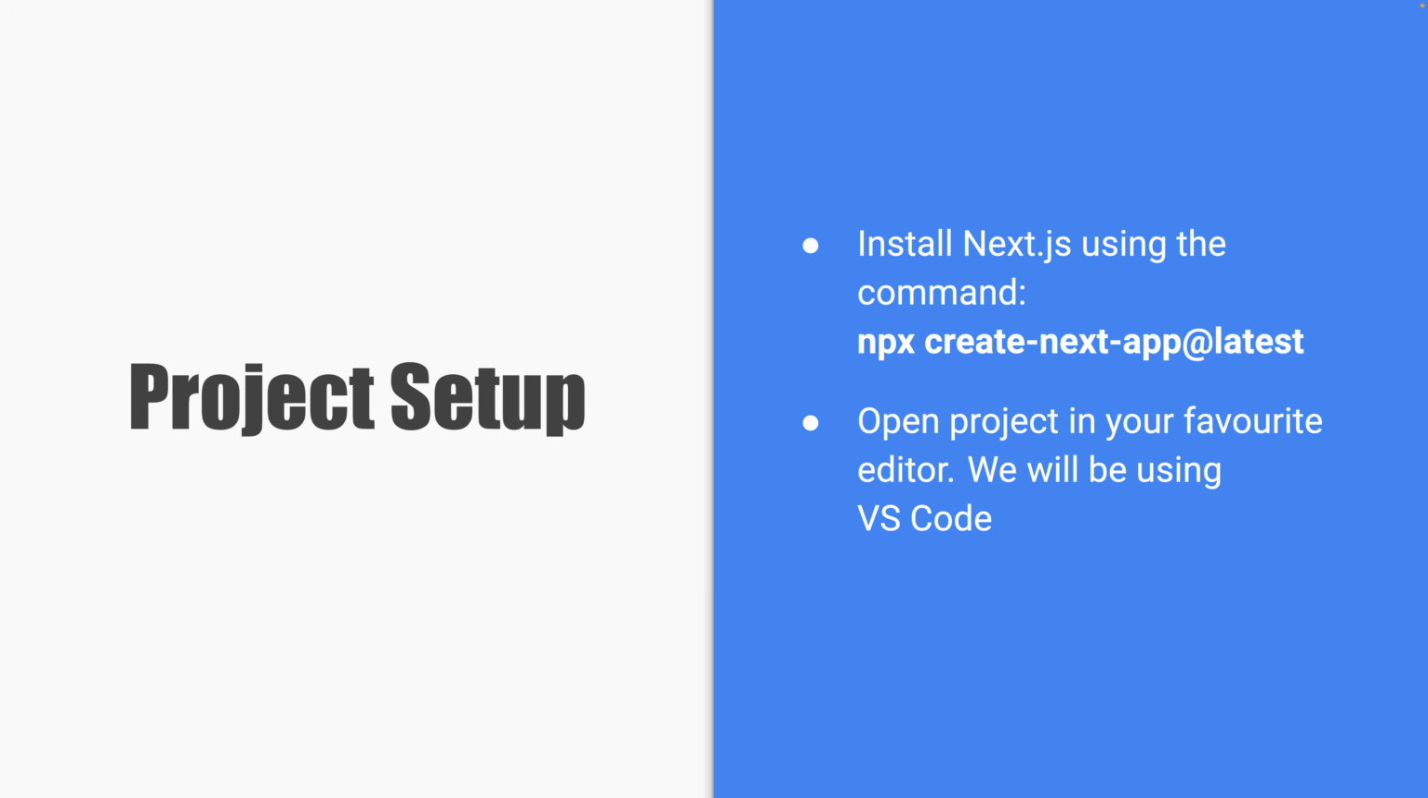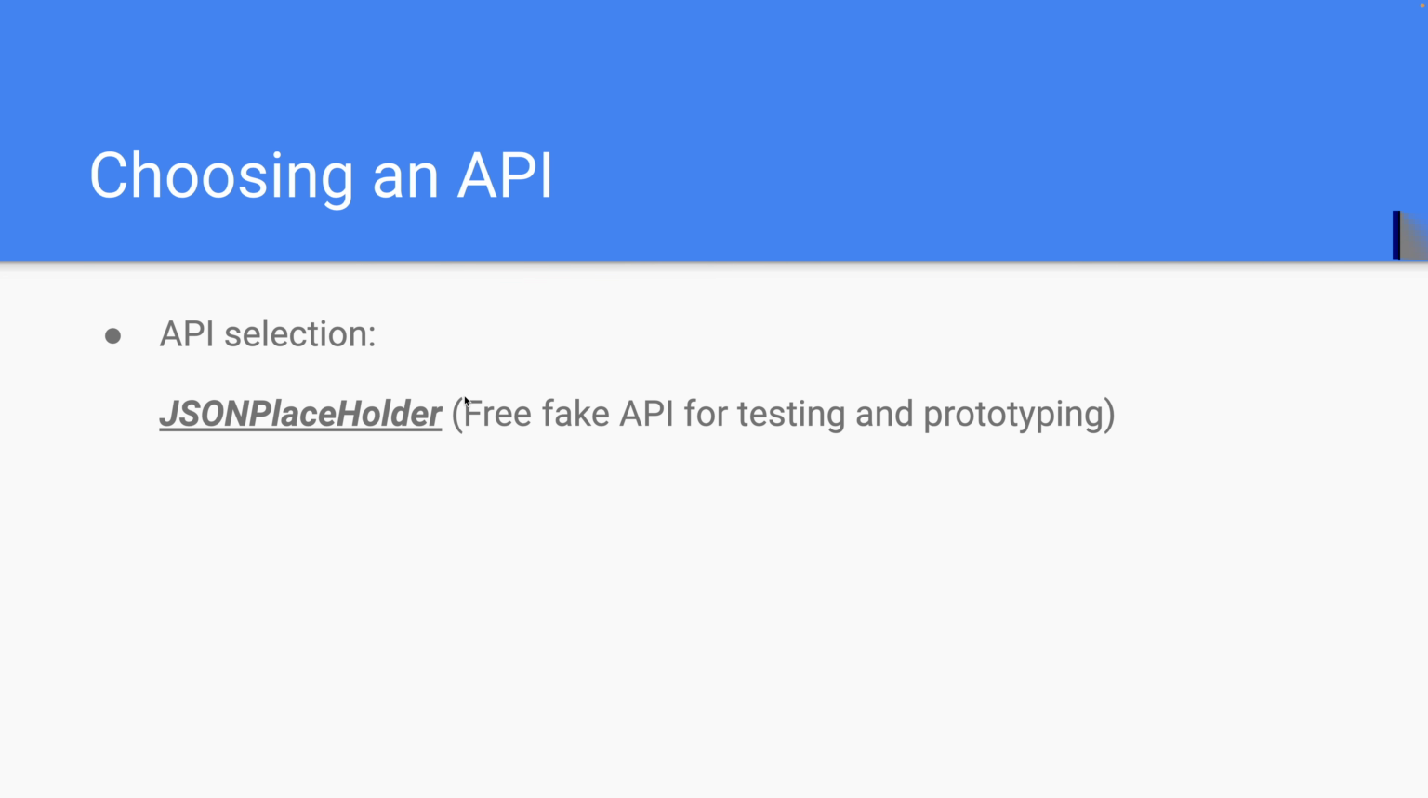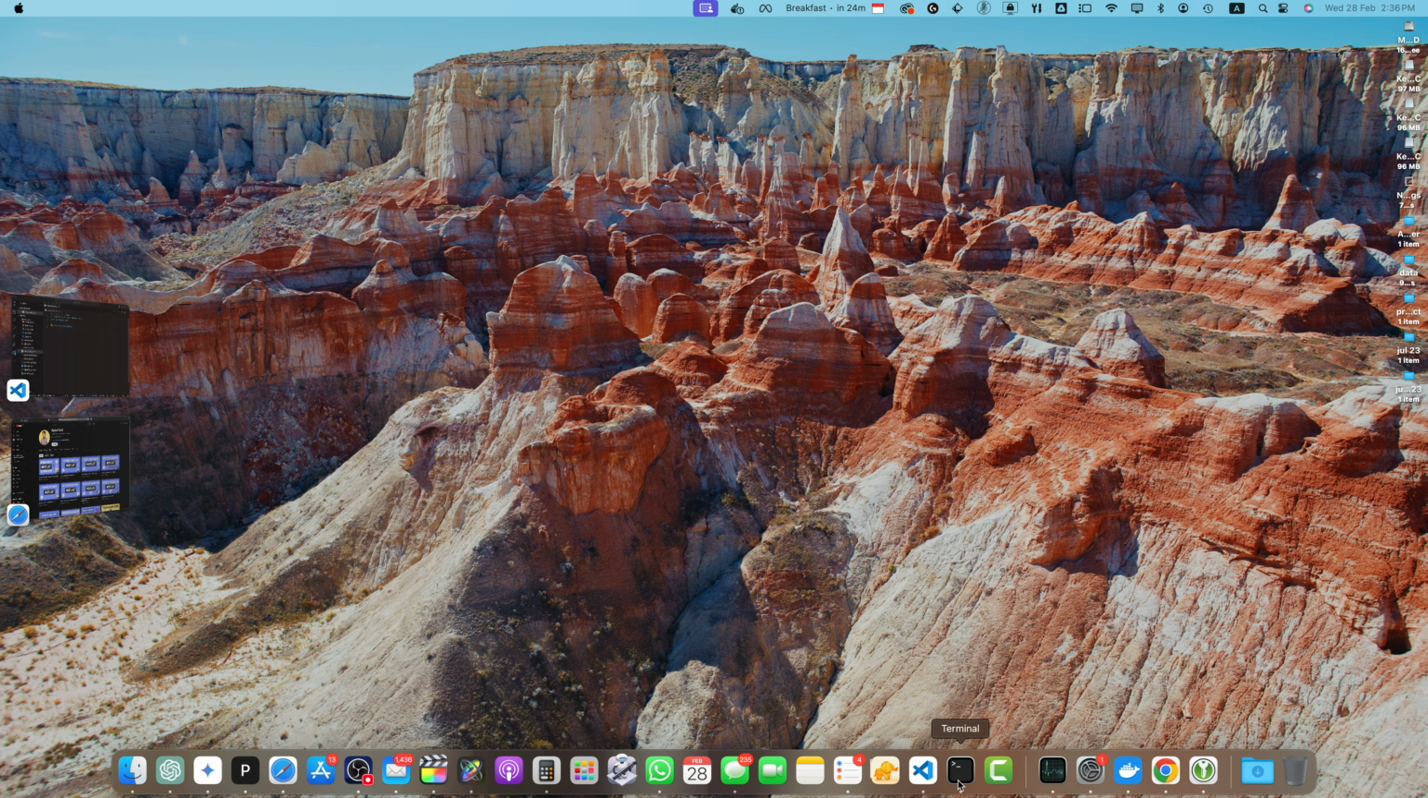Once your project is created, you have to open it in your favorite editor. We would be using the VS Code in this case. Once that is done, we will use the JSON placeholder. So let's do that. Let me show you my project.